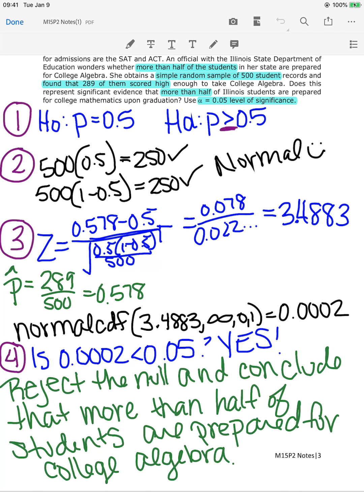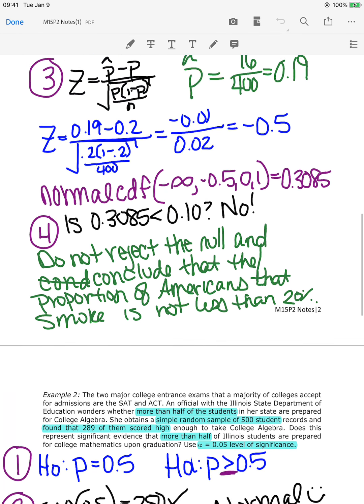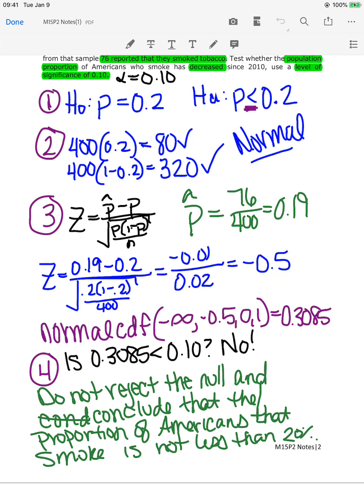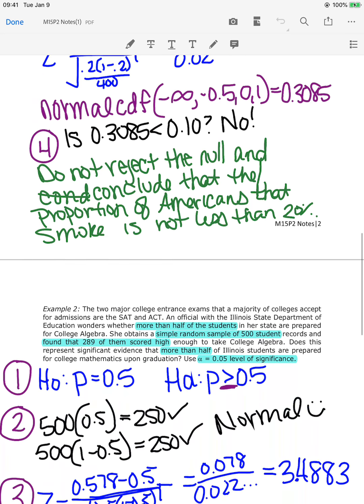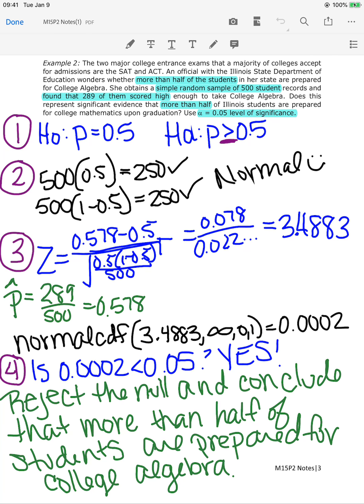Okay? So the difference between the previous question and this question was the previous question was a left-tailed test. So when I calculated the probability, I did negative infinity and then my z-score because it was left-tailed. So we want everything less than. This problem was a greater than. So I started with the z-score that I calculated and then put in infinity or 1 million. So I calculated the probability of everything to the right of my z-score.